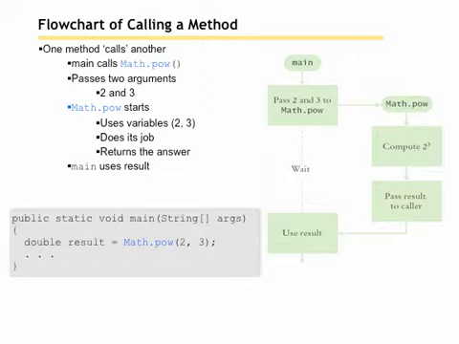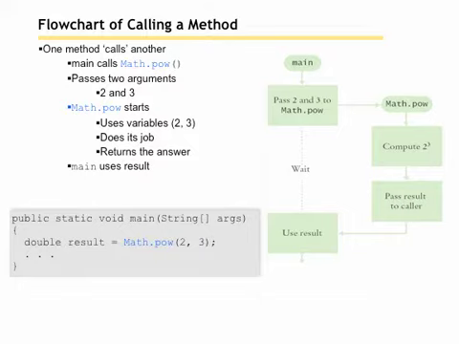Flowchart of calling a method. In this example, our main method is calling the math.pow method. And when it calls the math.pow method, Java sends control over to the math.pow method, and it does whatever it's going to do, and then sends its result back. Meanwhile, the main method is just pausing while the math.pow method does its job. And then it will resume as soon as it gets that value back from math.pow.